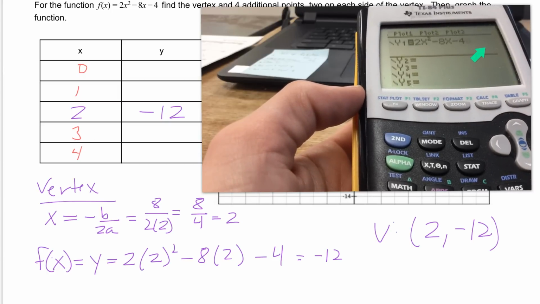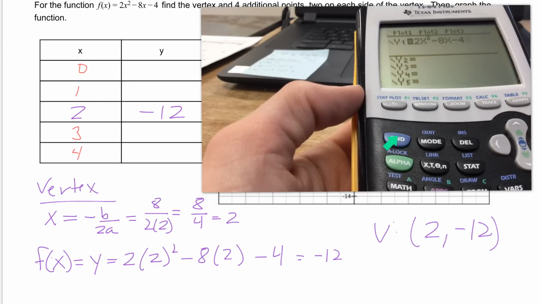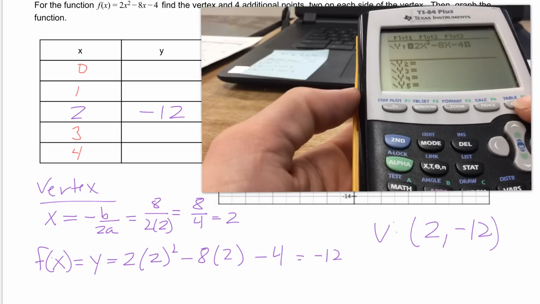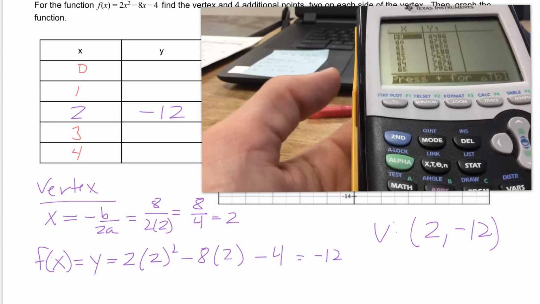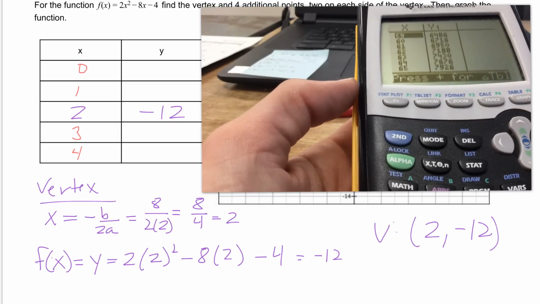Once you have your equation in there, then what we want to do is look at the table. The table functions are over here in blue. Anything in blue on the calculator tells us that we have to hit this second key first. So I'm going to hit second and then graph. And if you take a look, my calculator is not where I want it to be.